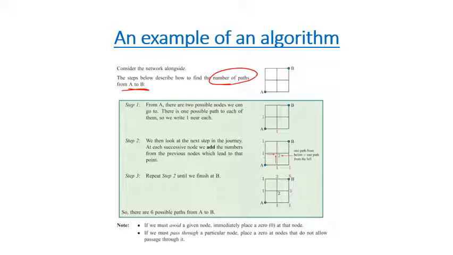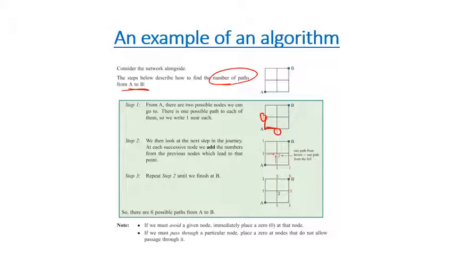Basically, from A, our starting point, there are two possible nodes that we can go to. And each way only has one path. So we can either go up here or we can go to here. There are our one options. So that gives us one option going up, one option going to the side. We put a 1 at those nodes because there's only one way we can get to those nodes.